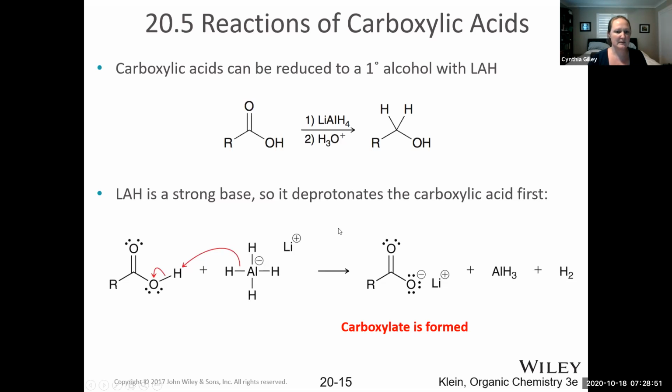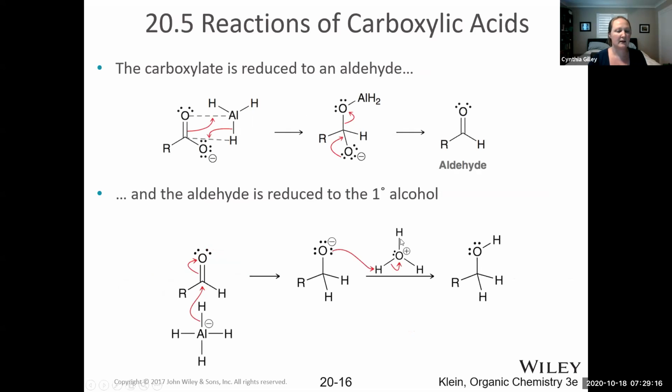The mechanism is actually different for this reduction than the corresponding ester analog. With a carboxylic acid, when we treat this with LAH, the hydride will first act as a base to deprotonate the acidic hydrogen in the carboxylic acid, producing a carboxylate. Luckily, the carboxylate continues to react with the aluminum with 3 hydrides attached.